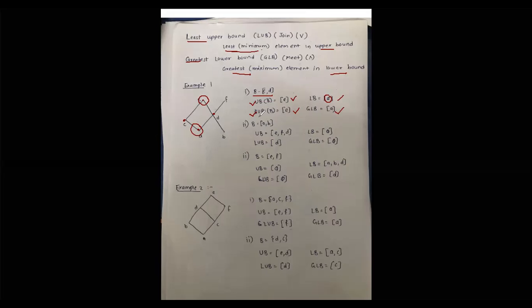Let's check out another example. Another example is set B, given to us as A and B. The elements given in set B are nothing but A and B. Let's find out the upper bound. So for the upper bound, we can see that E, D, F are the upper bound. Let's find out the minimum element from this set. So from E, D, F, the minimum element is D, because we can see that D is related to E, D is related to F, and D is related to itself. That is nothing but the definition of minimum element, and that's why D will be the least upper bound.